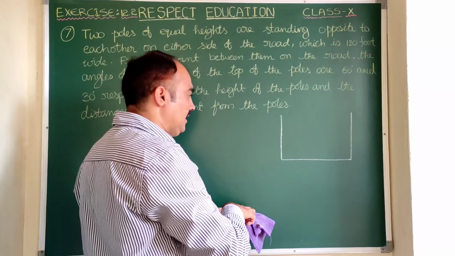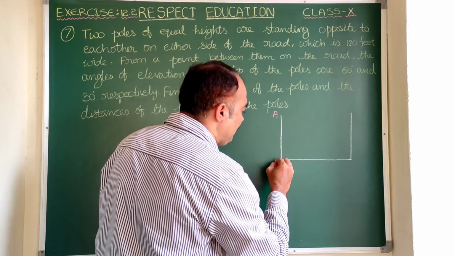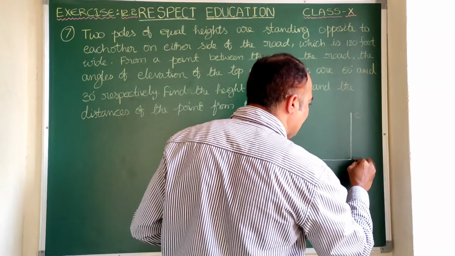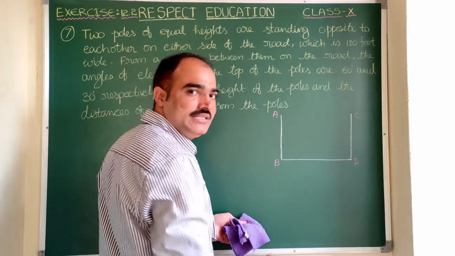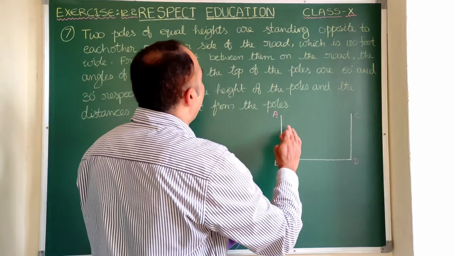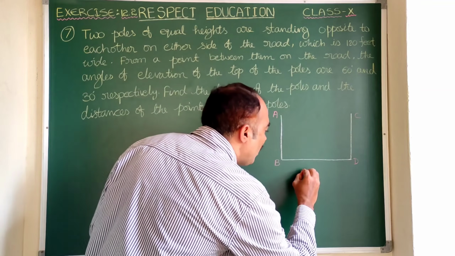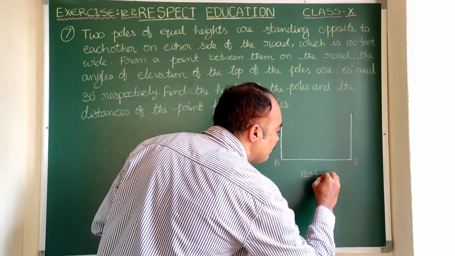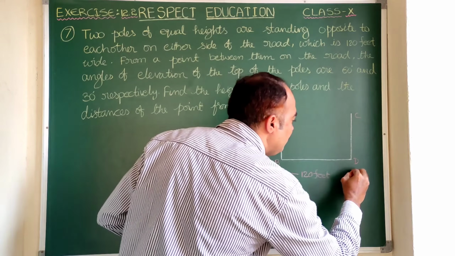Let us label the first one as AB and the second pole as CD. They are of equal heights, meaning AB is equal to CD. And here BD is the road, that is 120 feet, 120 feet from B to D.